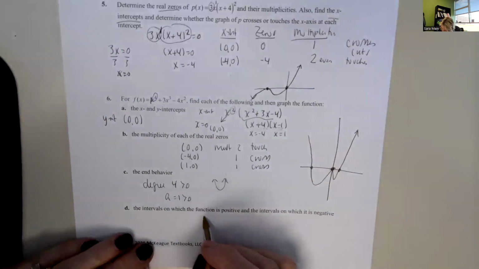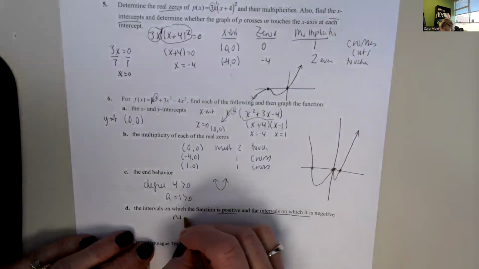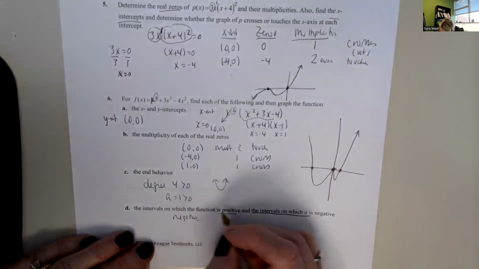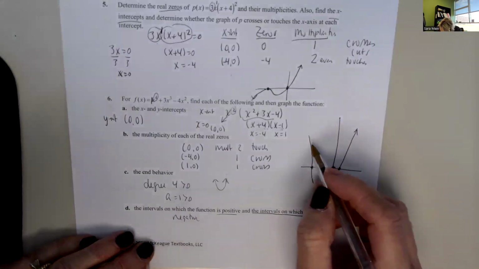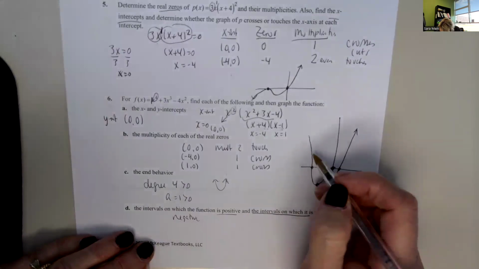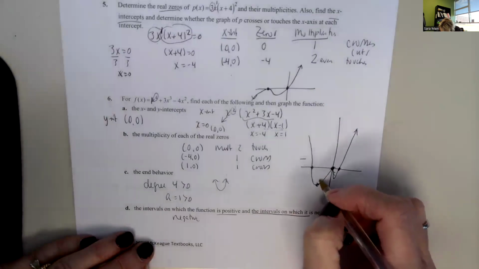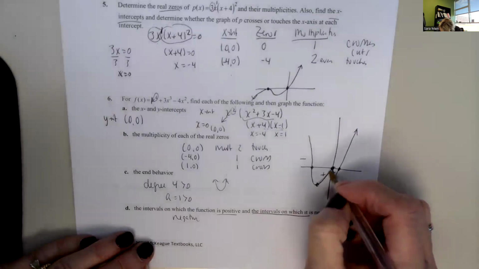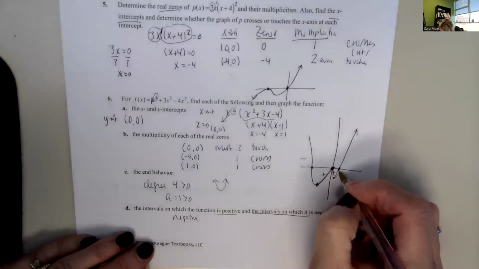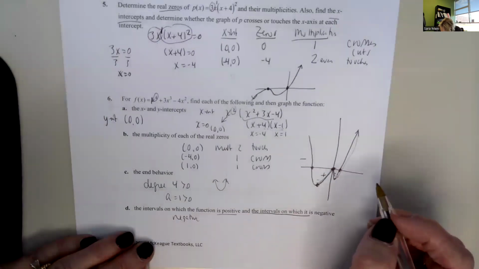The intervals on which it is positive and negative. Let's do negative. We'd have to look at this on the graph, but there's going to be a negative here and a negative here. Then it will be increasing between here and here and between here and here. We'd have to find those minimums on the graph to tell us that.